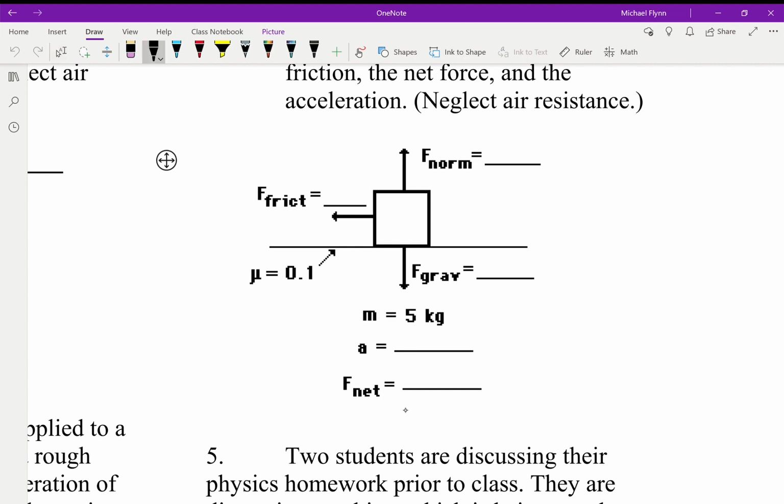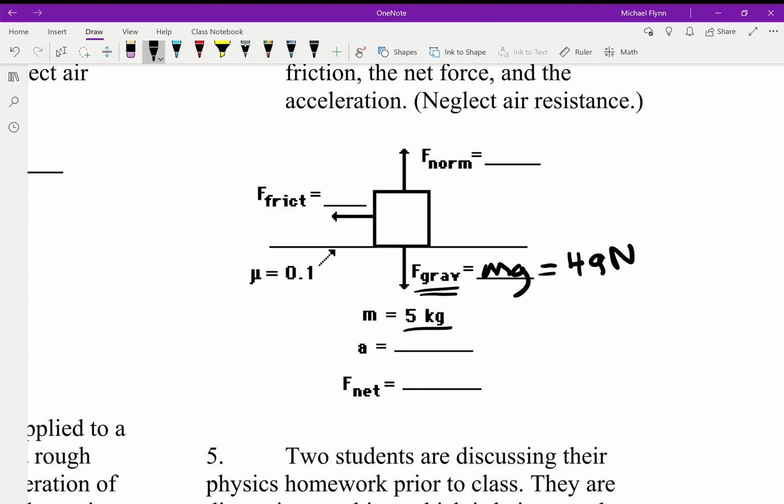So here, let's start with the force of gravity. We know that the force of gravity is mg. Now I know the mass is 5, so I'm just going to multiply that by 9.8. So 5 times 9.8 is 49 newtons. So here this force of gravity is just 49 newtons, right? So we filled in one of the blanks.